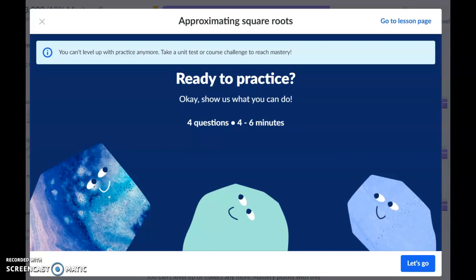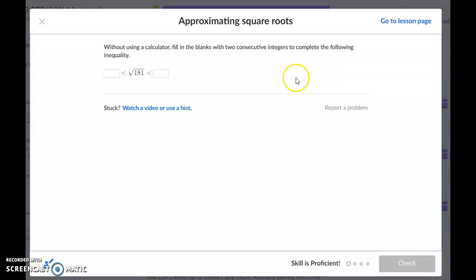Hey you guys, I am going to go over approximating square roots. Okay, so it says without using a calculator, fill in the blanks with two consecutive integers to complete the following inequality. Okay, so let's break this down a little bit. Some of these vocab words.